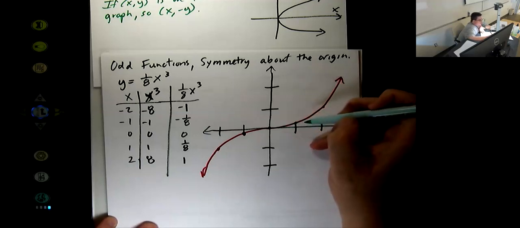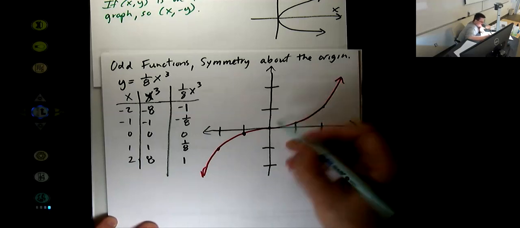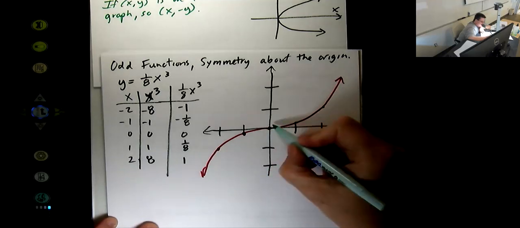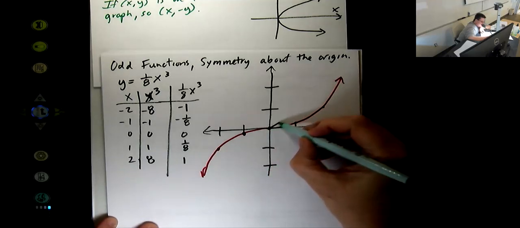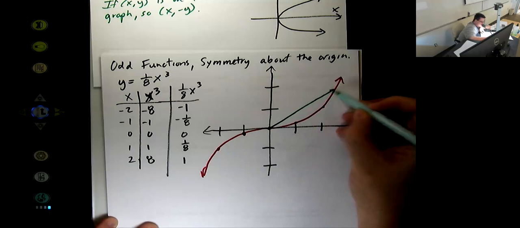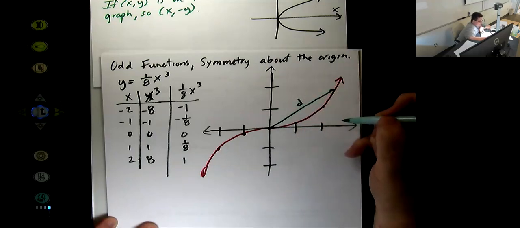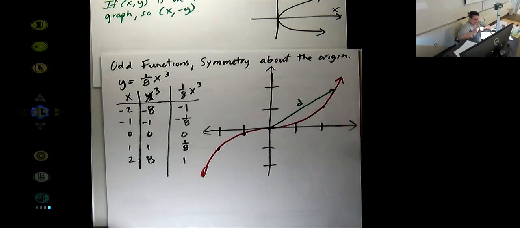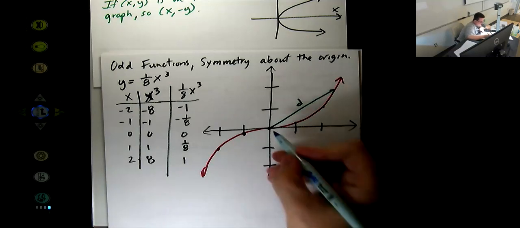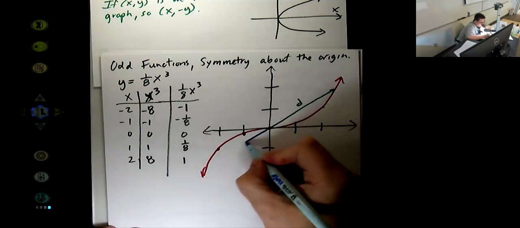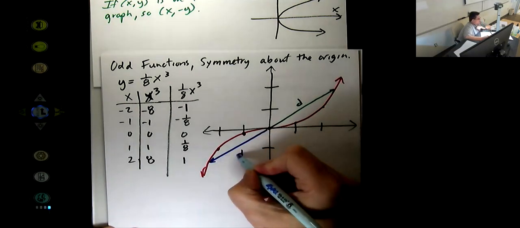So symmetry about the origin works like this. If I start at the origin and I draw a straight line anywhere on the graph over here, and that's a distance d away, I can go the exact opposite direction, a distance d away, and hit the graph on the other side.